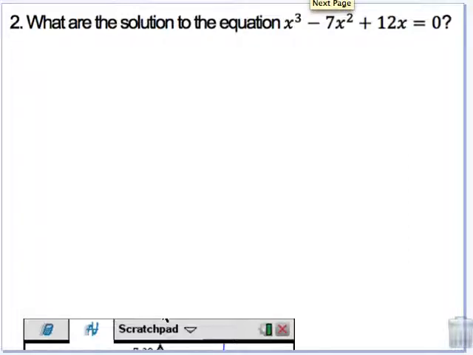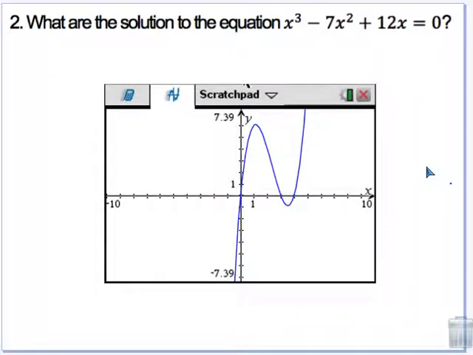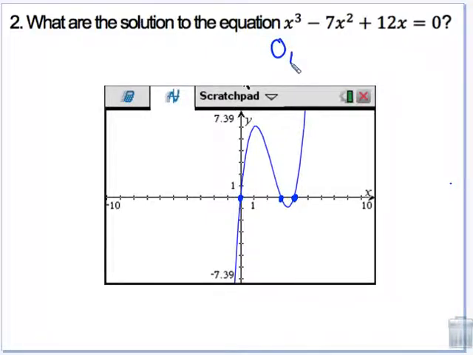This question, what are the solutions to the equation x cubed minus 7x squared plus 12x? Well, if you pull up your graph on the calculator, all you're looking for are x-intercepts, okay? In this case, you have 3 x-intercepts. You have one of them when x is 0, one when x is 3, and one when x is 4. So your solutions there would be 0, 3, and 4.